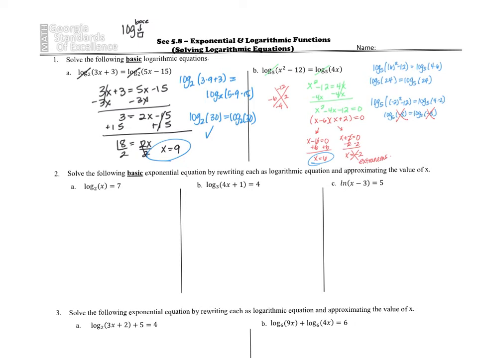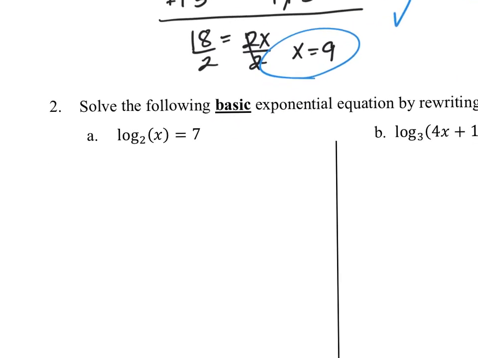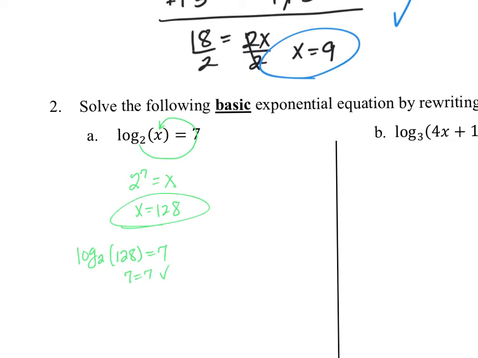We are going to be solving the following basic exponential equation by rewriting each as a logarithmic equation and approximating the value of x, okay? So remember our little loop-de-loop trick here? Oh no, sorry, we have to write it as a log, okay? Oh yeah, we can do our loop-de-loop trick. So 2 to the 7 equals x. Well, 2 to the 7th power is 128. So now we're going to check, does log base 2 of 128, does that in fact equal 7?